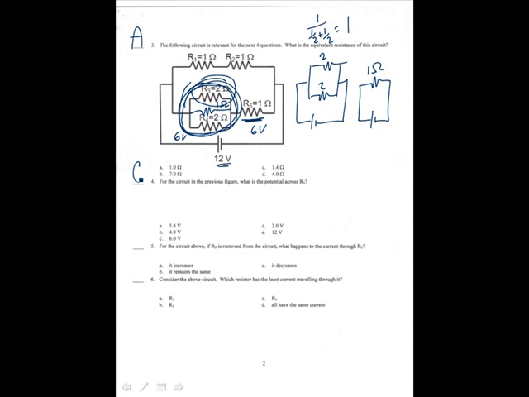For the circuit above, if R3 is removed, what happens to the current through R1? Alright, if I remove a resistor from this branch, it does not affect this branch at all. It's like your house circuit. Taking a device out of your house doesn't affect your other devices, so it remains the same. B is number 5.